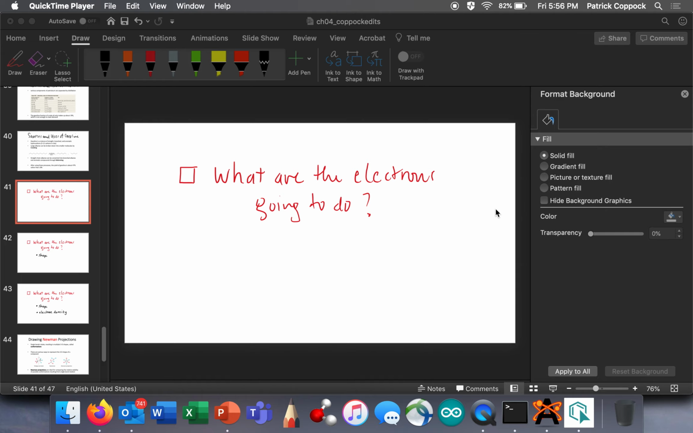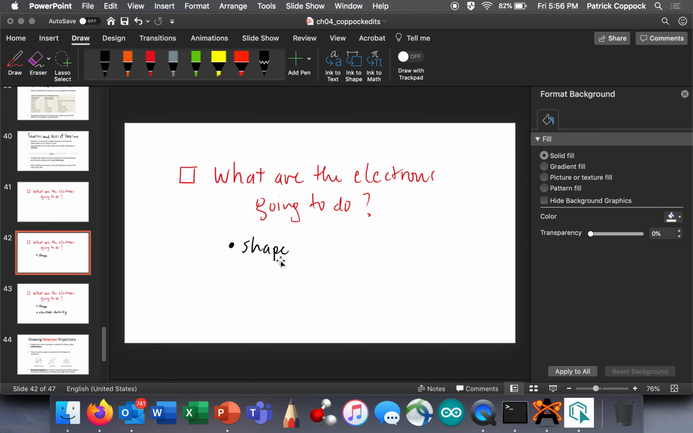All right, so I promised you last week that we are going to be able to answer just about anything in organic chemistry if you know what the electrons are going to do. That's the overarching question. What are the electrons going to do? In order to answer that, we're going to consider two things: shape and electron density. Virtually everything we do is targeted toward understanding electron densities and shapes.